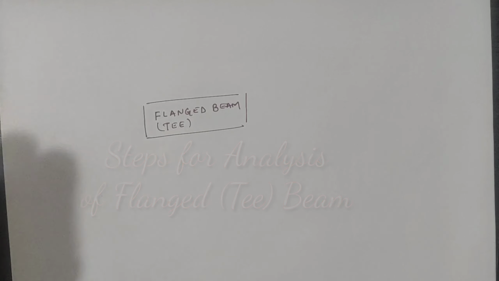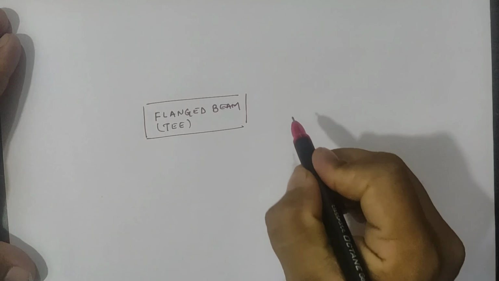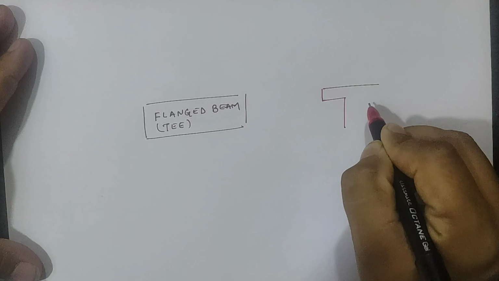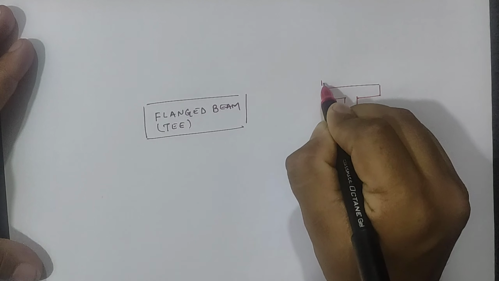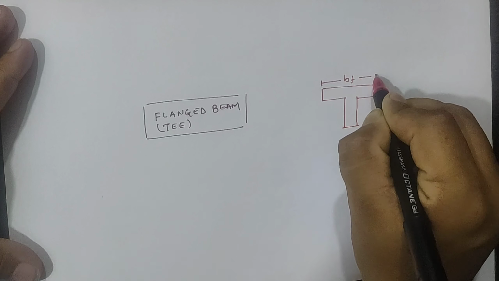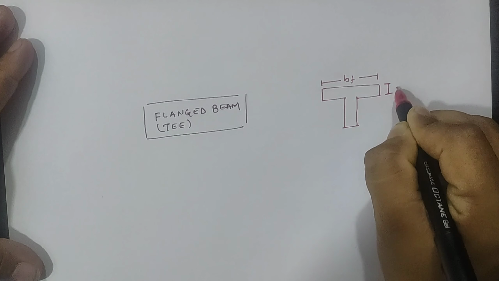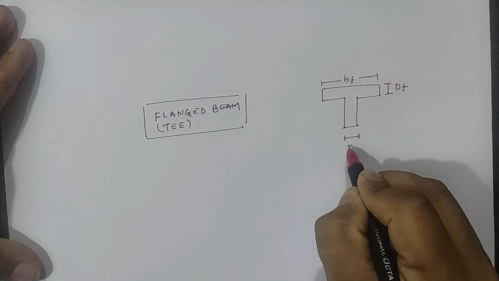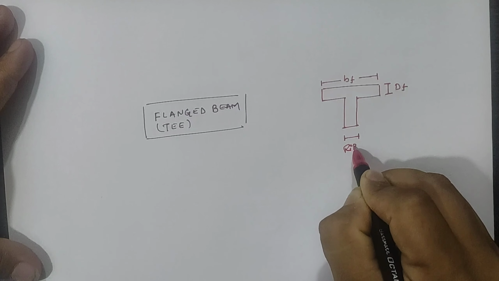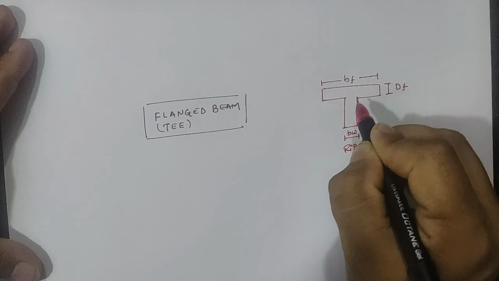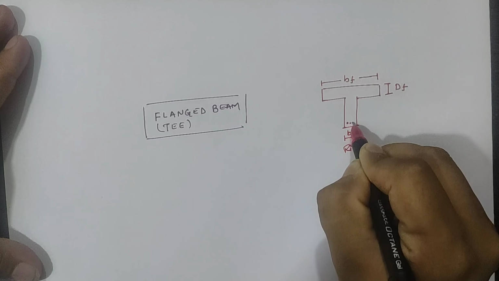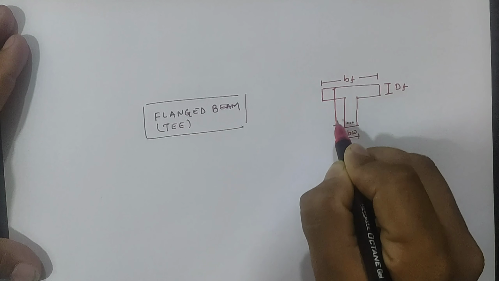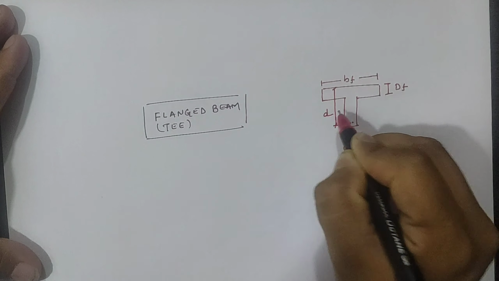Today we are going to learn about the analysis steps for the given flange beam, or we can say the T-beam. For analysis we require the notations of the T-beam. The width of the flange is noted by BF. The depth of the flange is noted by capital DF. The width of the bottom of the web, or the width of the rib, is noted by BW, and the effective depth from the top of the flange to the reinforcement center in the rib is noted by small d.